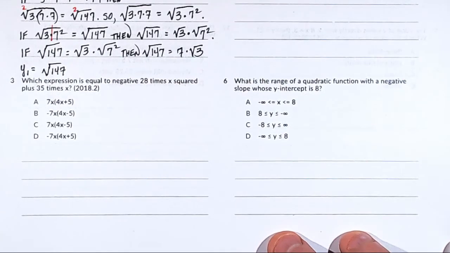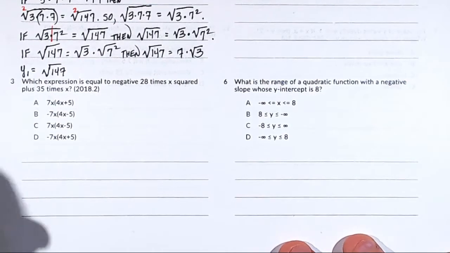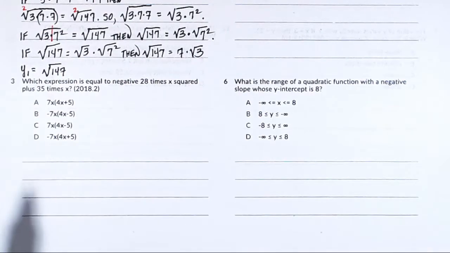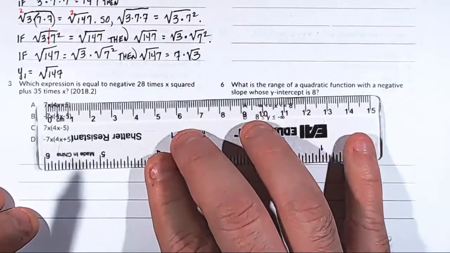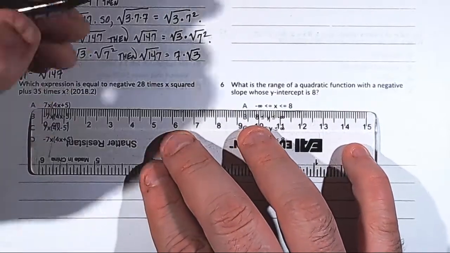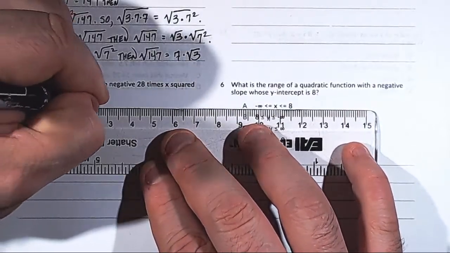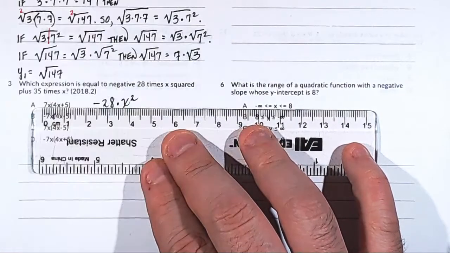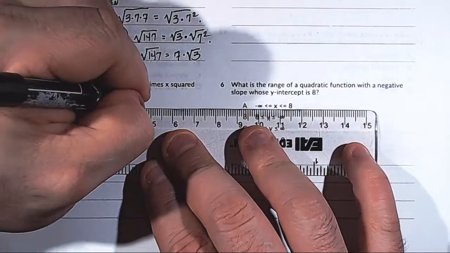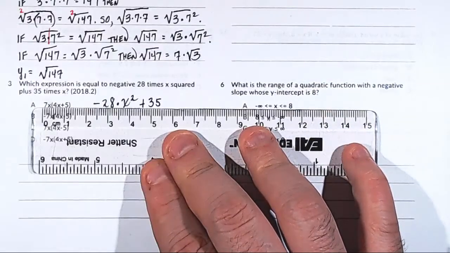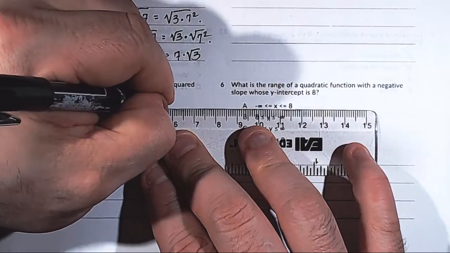Which expression is equal to negative 28 times x squared plus 35 times x? Well, the first thing you need to do is convert this to English. So let's just write it as we read it. Negative 28 times x squared plus 35 times x.